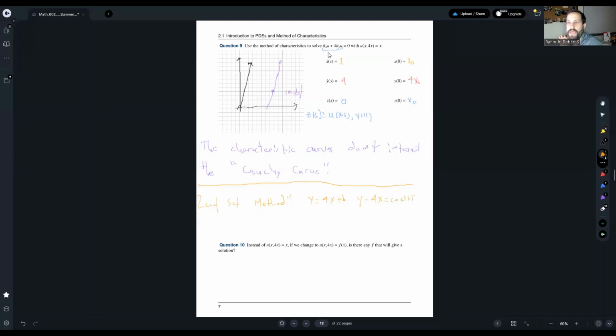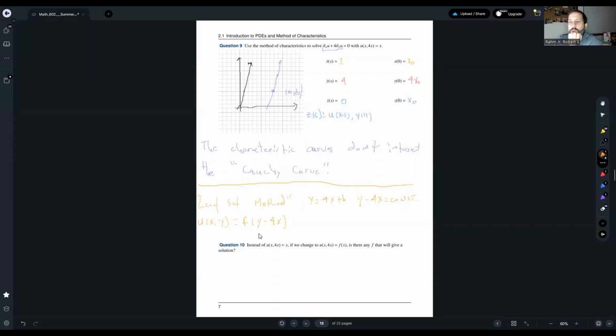Okay, so if I just look at the PDE part and forget about the Cauchy data, then this tells me that a solution u of x, y is going to be equal to f of y minus 4x.